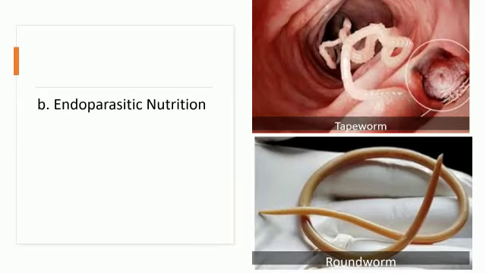Endoparasitic nutrition. Animals like tapeworm and roundworms live inside the body of other animals and obtain their food. This is endoparasitic nutrition, and these animals are known as endoparasites. I hope you have understood the lesson.